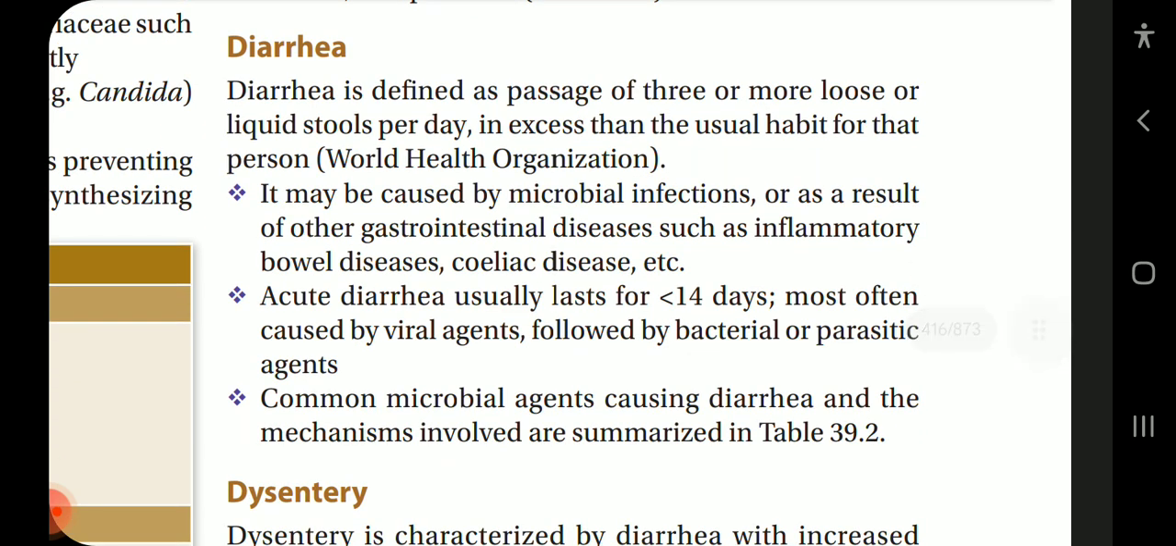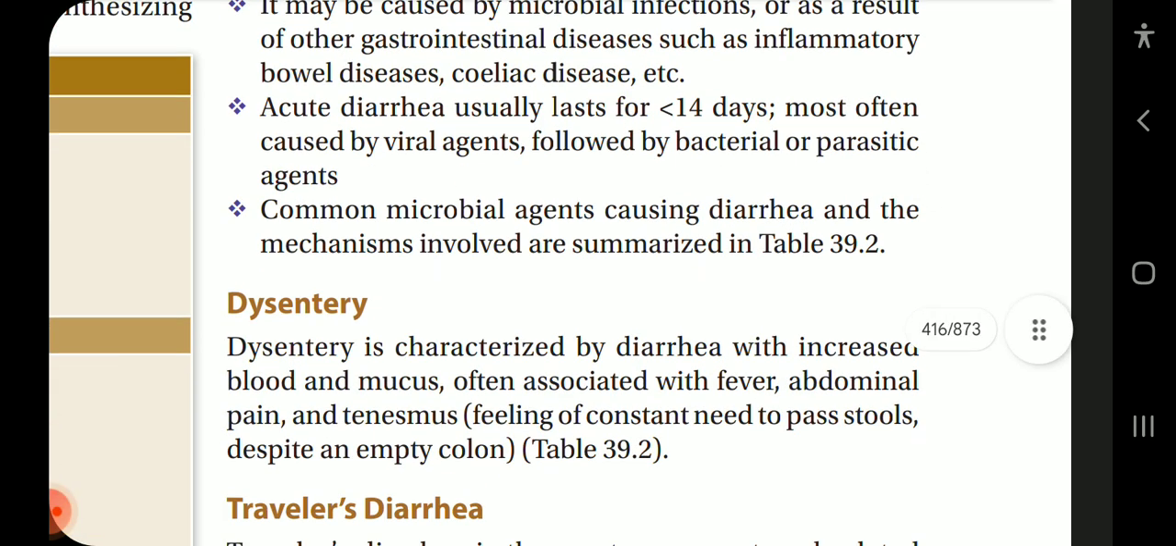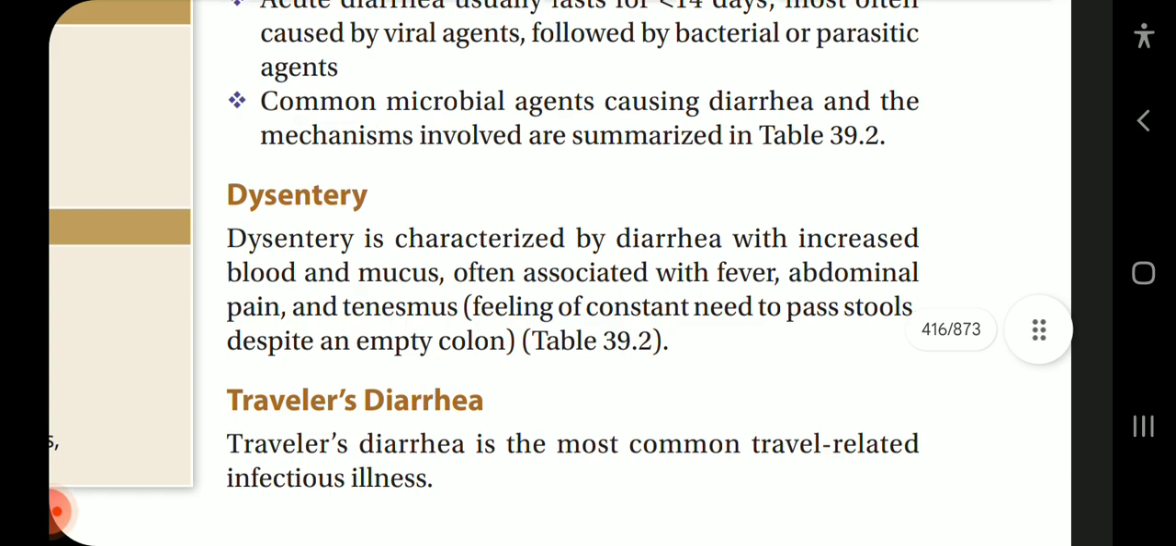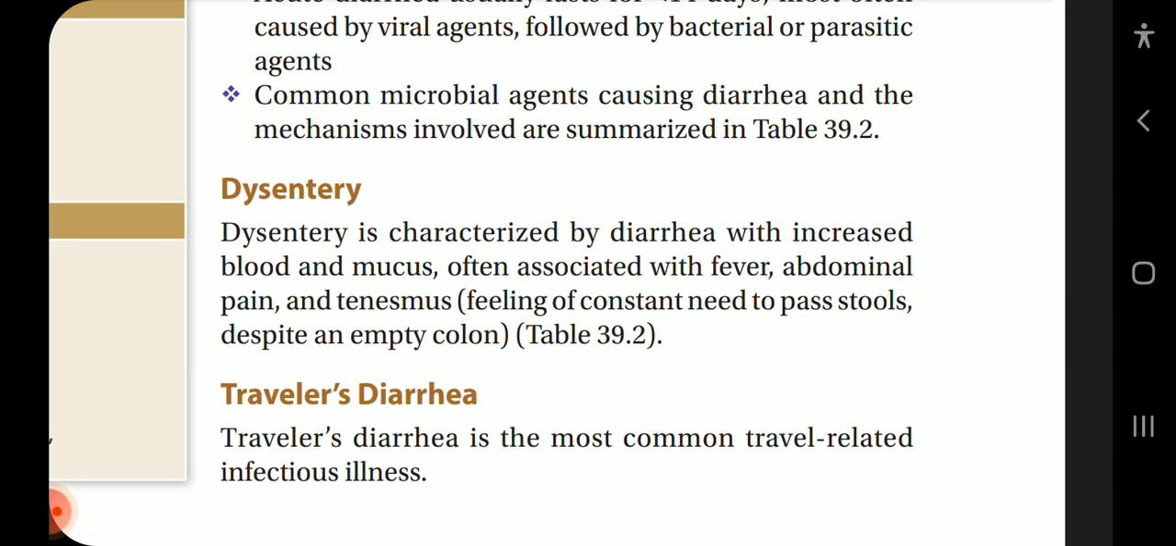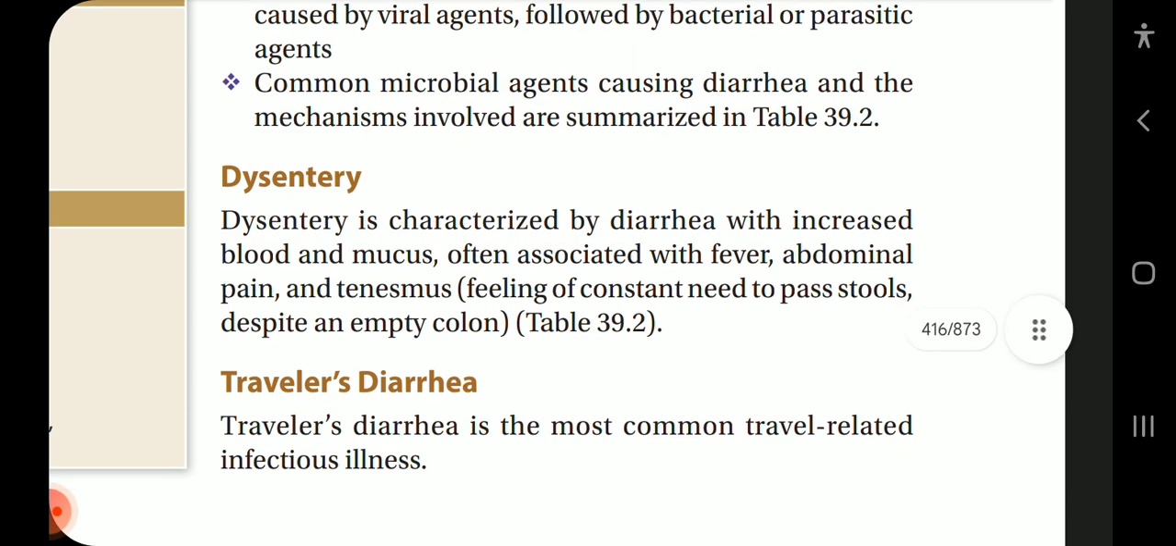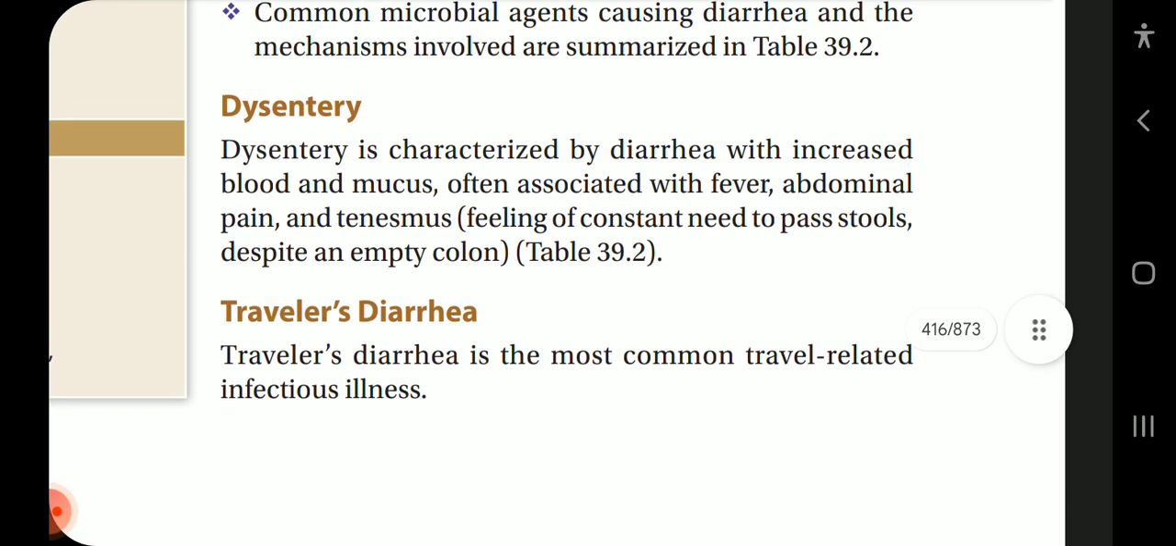First comes diarrhea. Diarrhea is defined by the WHO as passage of 3 or more loose liquid stools per day, in excess of the usual habit of the person. It may be caused by microbial infections or as a result of other gastrointestinal diseases such as inflammatory bowel disease, celiac disease, etc. Acute diarrhea usually lasts for less than 14 days and is most often caused by viral agents, followed by bacterial or parasitic agents. Common microbial agents causing diarrhea can be seen in the table.